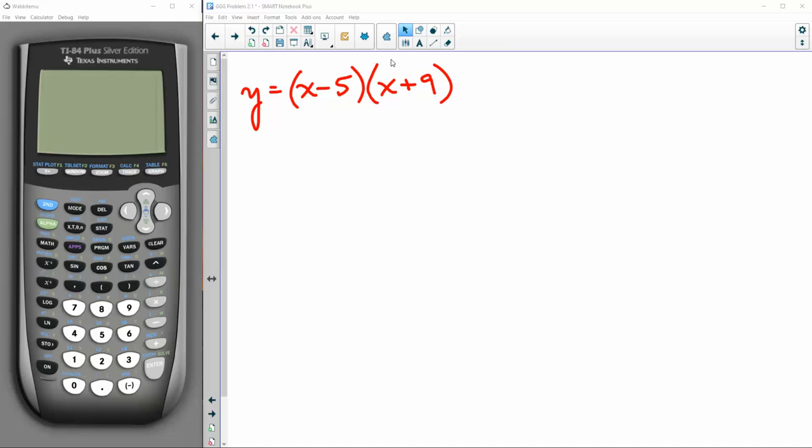Hello students, thought I'd just make a quick video here showing how to convert from form to form. Okay, I'm going to go fast, show some different methods that I saw you guys doing in class today.